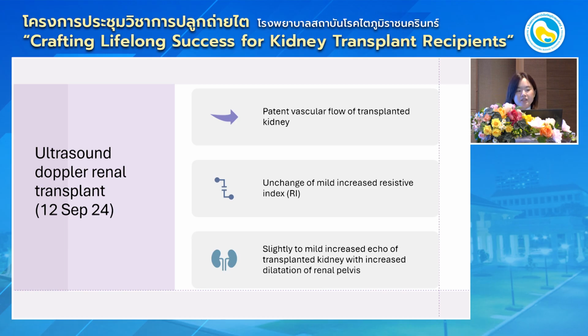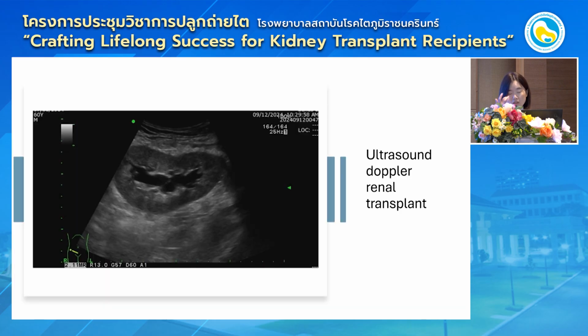Ultrasound Doppler of the renal transplant was done, and there were patent vascular flows of the transplant kidney. There was mildly increased RI, resistive index, and slightly increased echo of the transplant kidney, with increased dilatation of the renal pelvis. This is the ultrasound. As you can see, the patient has developed mild hydronephrosis.